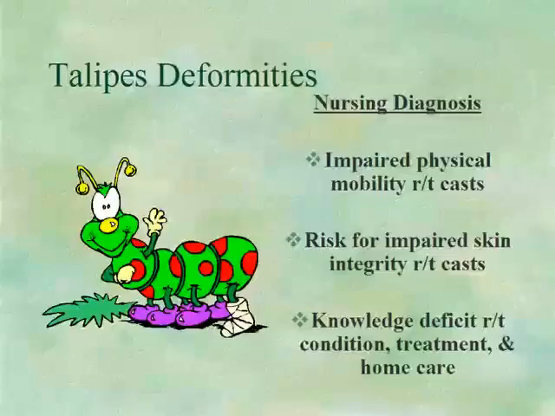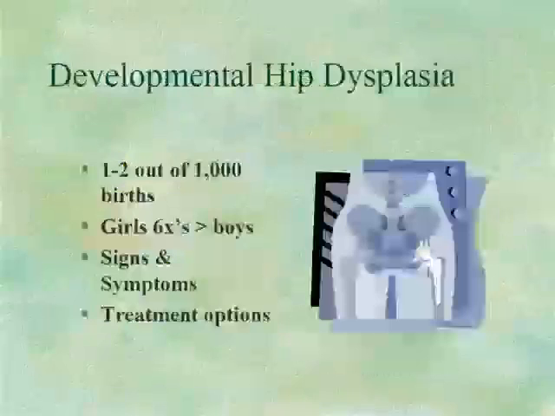Knowledge deficit, again, teaching with the parents is very important in terms of handling the casts, how to determine if they're too tight, what's the treatment plan, what are our follow-ups going to be when the casts come off. All of that information is important to give the parents.